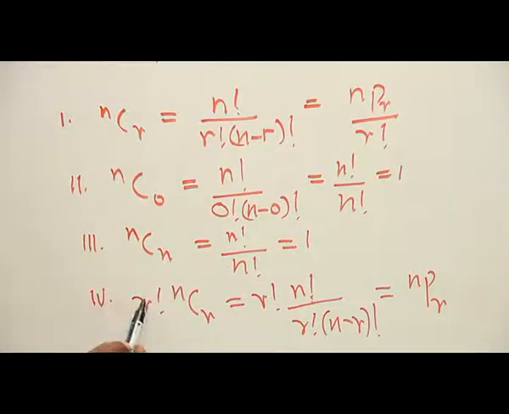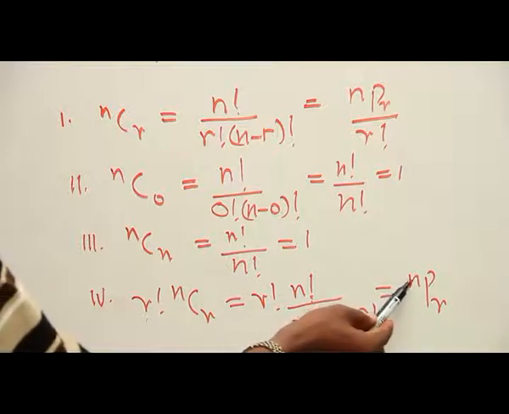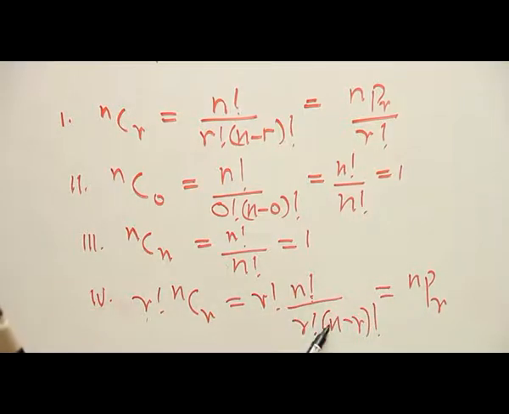The last one, R factorial into nCR, will eventually be expressed like this: R factorial will cancel R factorial, leaving you with nPR, because n factorial over n minus R factorial is nPR. Take note of this relationship, as we shall be using them in solving problems in combination and also in permutation.